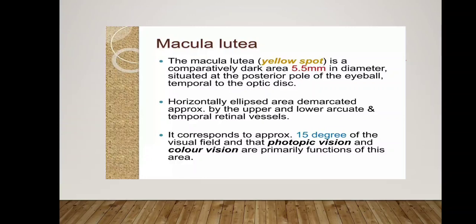Macula lutea. The macula lutea, or yellow spot, is a comparatively dark area of 5.5 mm diameter, situated at the posterior pole of the eyeball. It is temporal to the optic disc. It is a horizontally elliptical area demarcated approximately by the upper and lower arcuate and the temporal retinal blood vessels. It corresponds to approximately 15 degrees of the visual field, and it subserves photopic vision and color vision. These are the primary functions of the macula lutea.